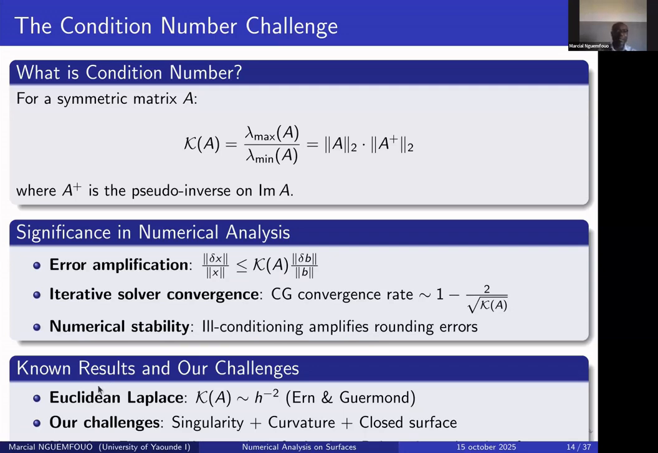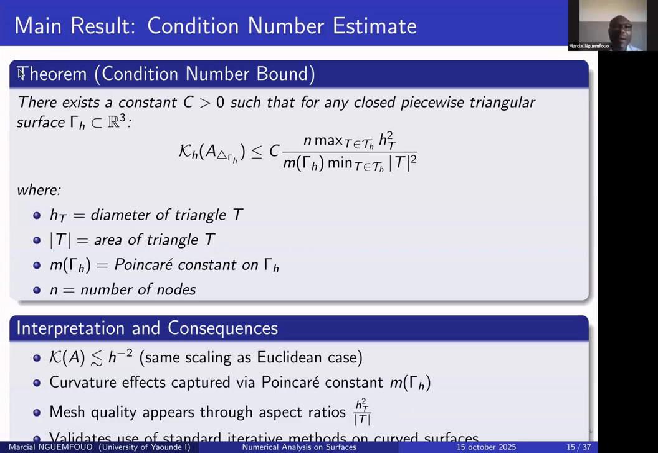How? Based on known results from Yaounde and Nguemfouo, we show that our condition number scales like this, in H to the minus 2. But we have some challenges in our case: singularity, curvature, and the fact that the surface is closed. Our main theorem on the condition number states like this.